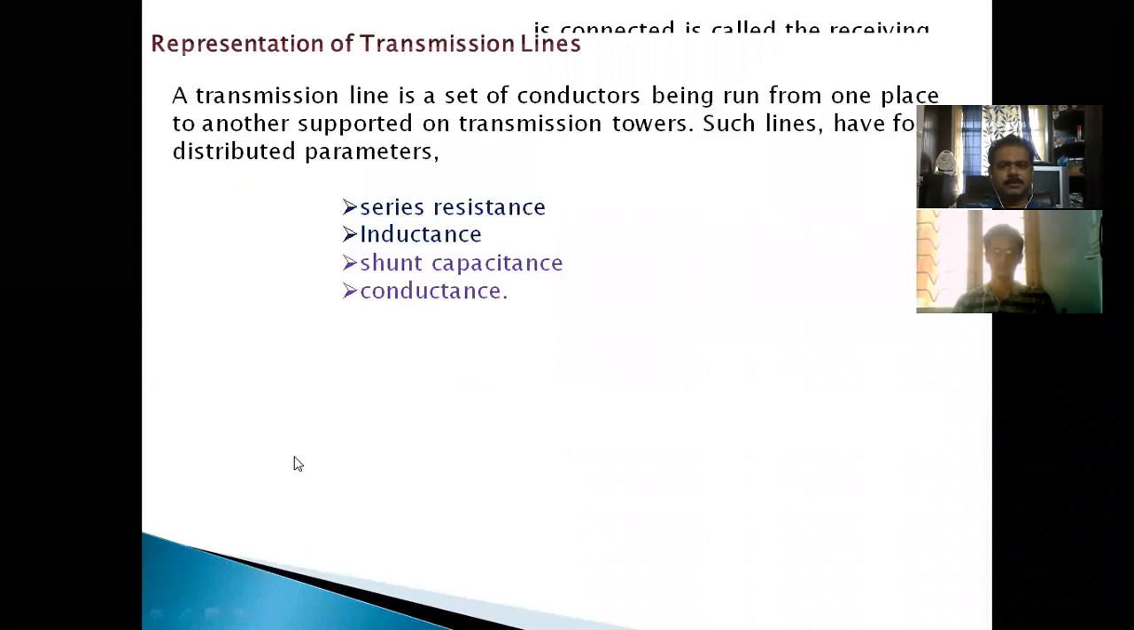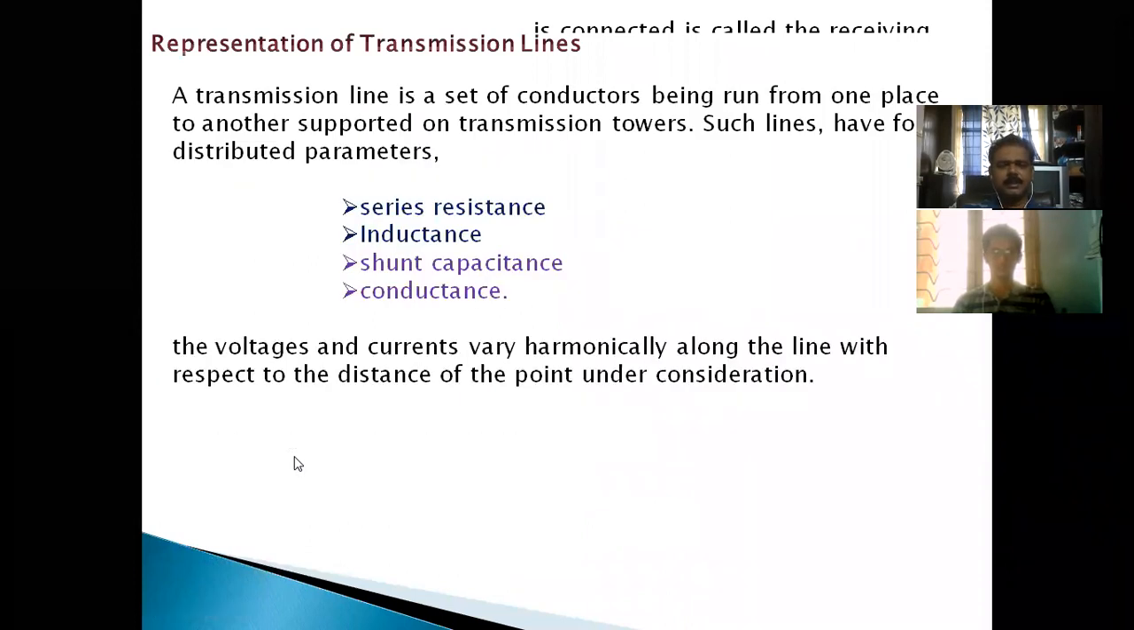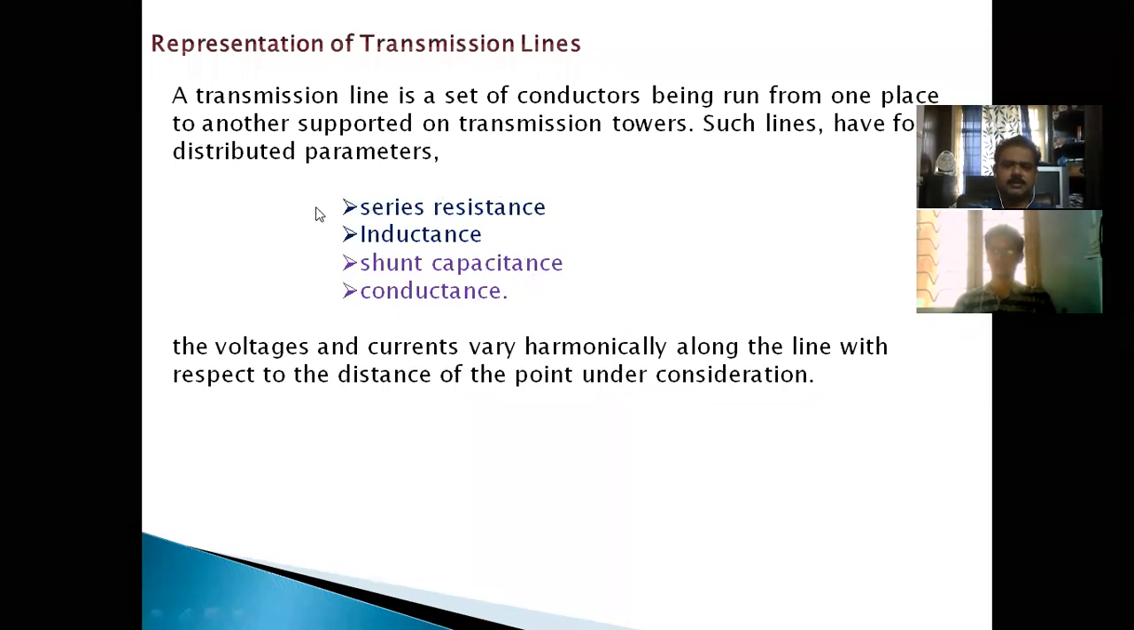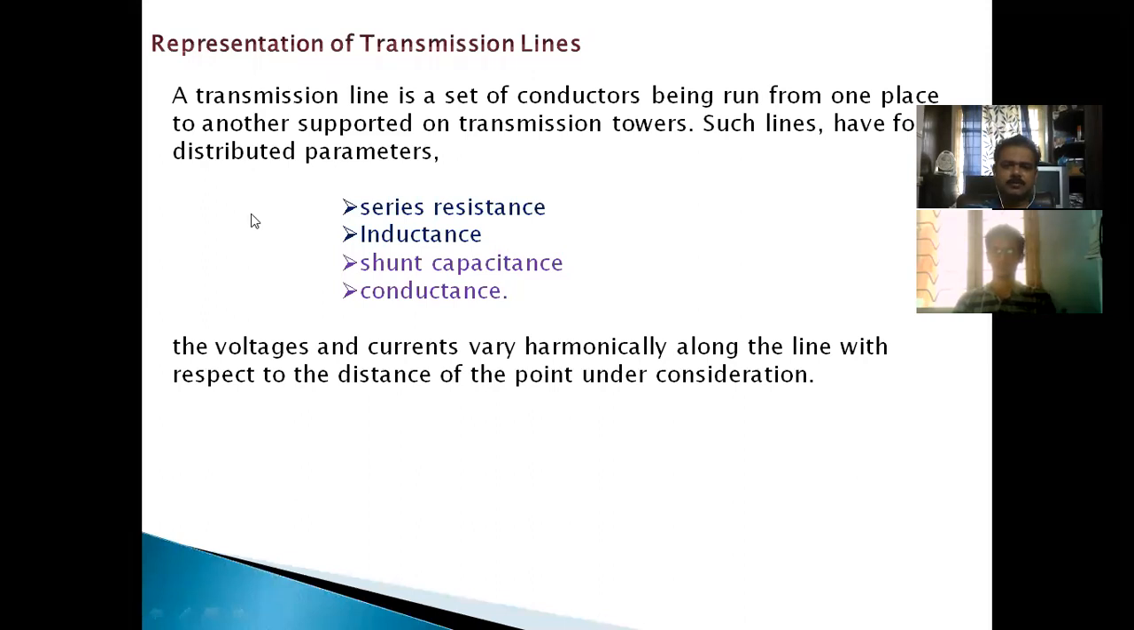Now the representation, the parameters, and the series elements in a transmission line. To evaluate the performance of the system, first we have to calculate the line constants. Those are the series line constants, resistance and inductance. Similarly, shunt capacitance and conductance. These two are shunt elements and these two are series elements. These are all distributed parameters.